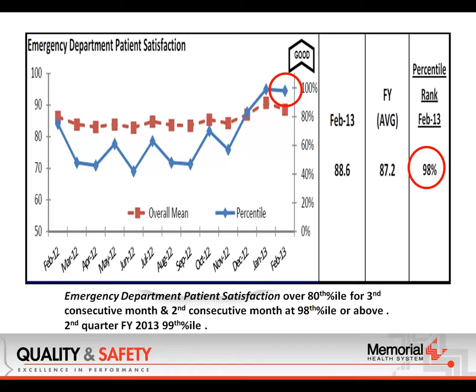So third consecutive month and second consecutive month at 98th percentile or above, which is really an improvement, as we have been kind of down here in this 50 to 60th percentile. By making these changes using simulation to do that, we're up around the 98th, 99th percentile in patient satisfaction.